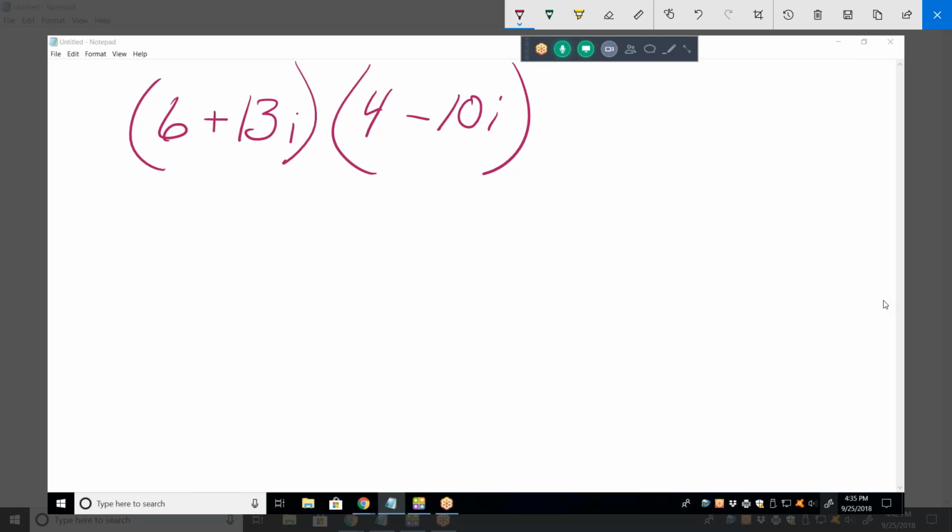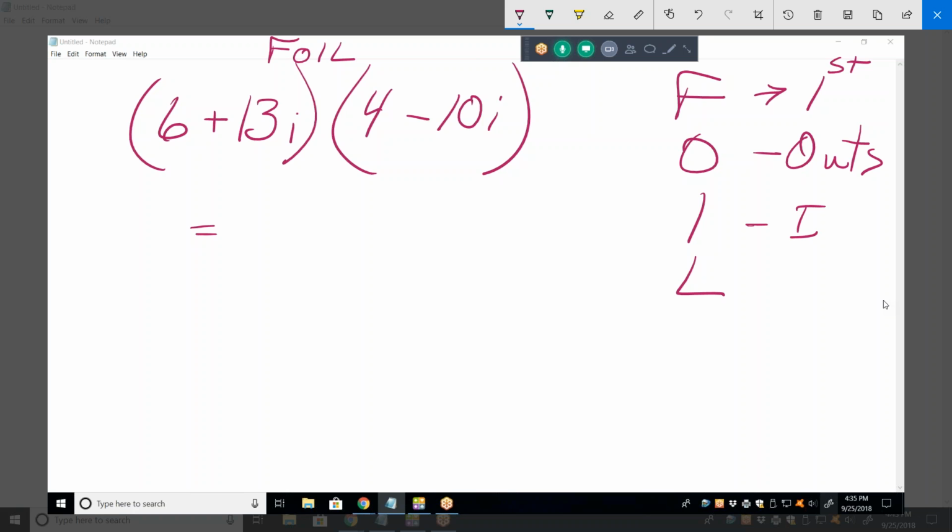Okay, so you're familiar with the word FOIL? That's what you want to do. You are multiplying a binomial by a binomial. So use exactly the same technique. FOIL it. What do you get? Could we go over how to do the FOIL again? This means first. This means outside. This means inside. This means last.